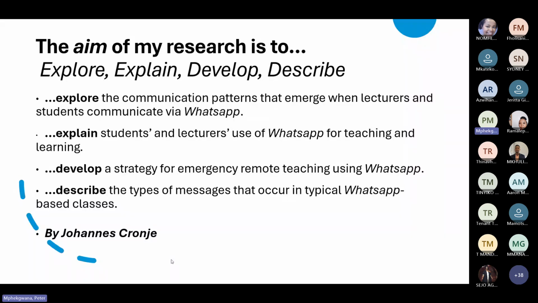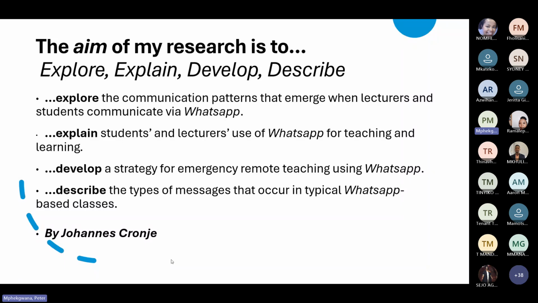So you need to see, these are the 4 important components that guide you on how you should structure your research aim. For instance, example 1 says that we want to explore the communication patterns that emerge when lecturers and students communicate via WhatsApp. We don't know the pattern, but we are doing this study to explore it.